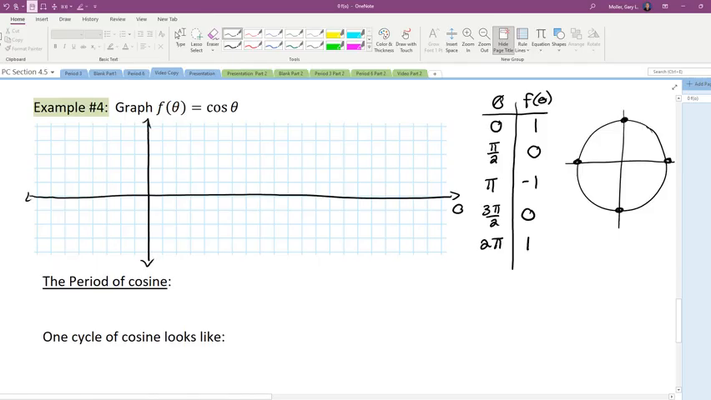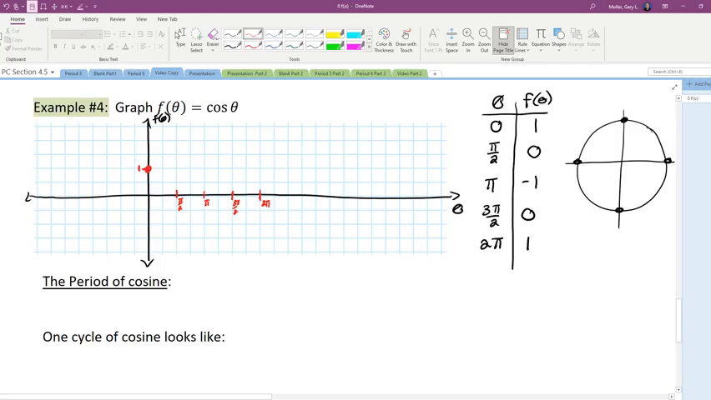Here's my theta axis. Here's my f of theta. This time, cosine. Let me establish my scale. I'm going to go with 2 boxes again for 1 and 2 boxes for pi over 2. So this would be pi, 3 pi over 2, and 2 pi. So cosine of 0 is 1.